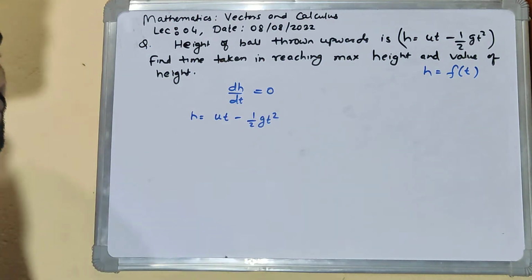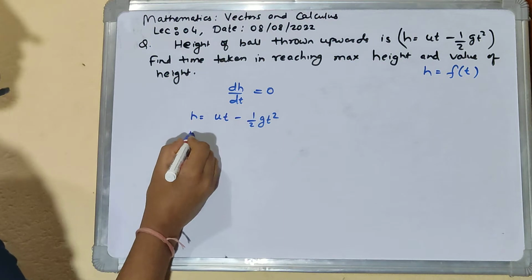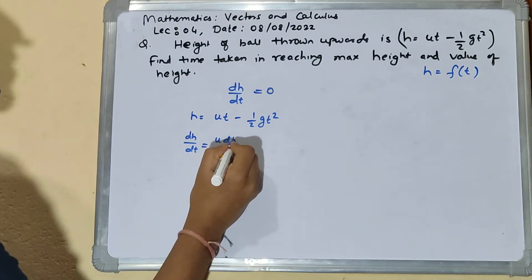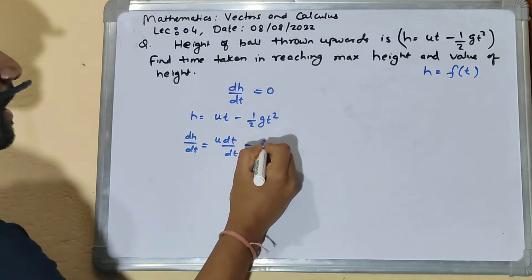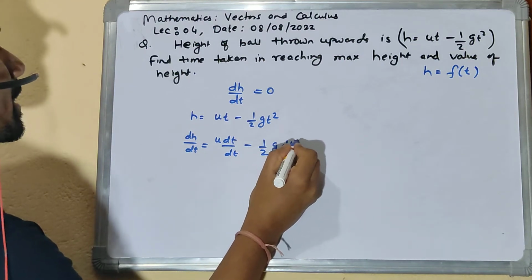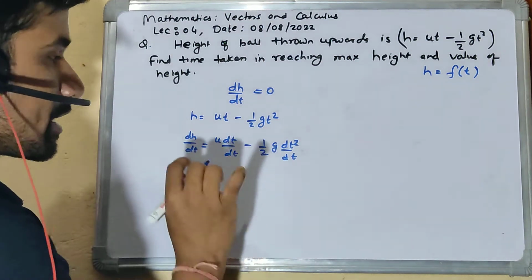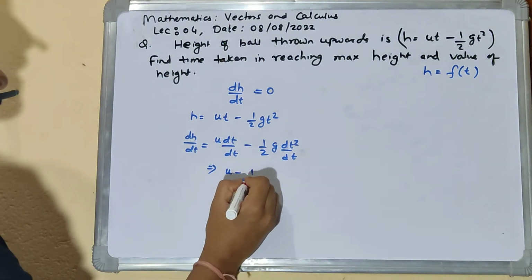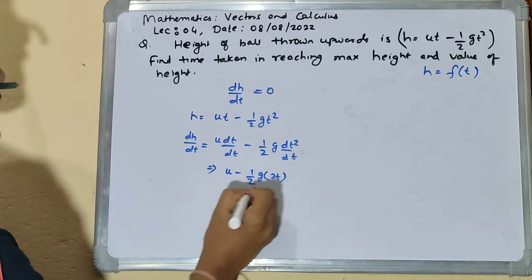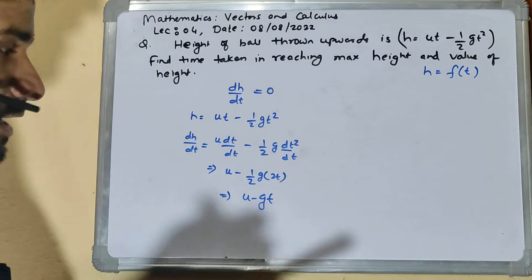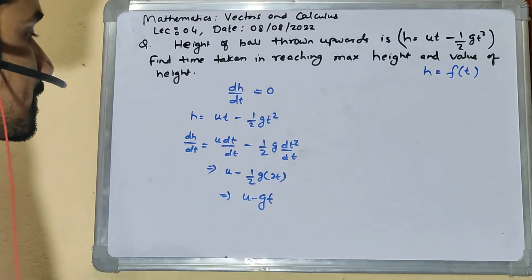Now if I differentiate h with respect to time, dh by dt is nothing but my initial velocity, which I'm assuming as constant, u into dt by dt, minus half g dt square by dt, because g is also a constant gravitational acceleration due to gravity, 9.8. So u minus half g into 2t, right? So u minus gt. This is my first differential, right?